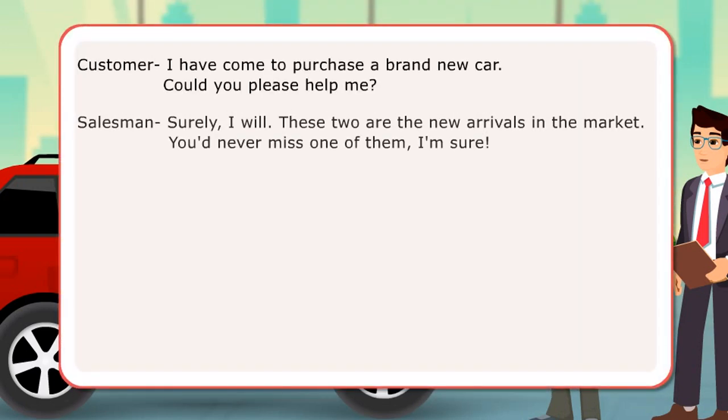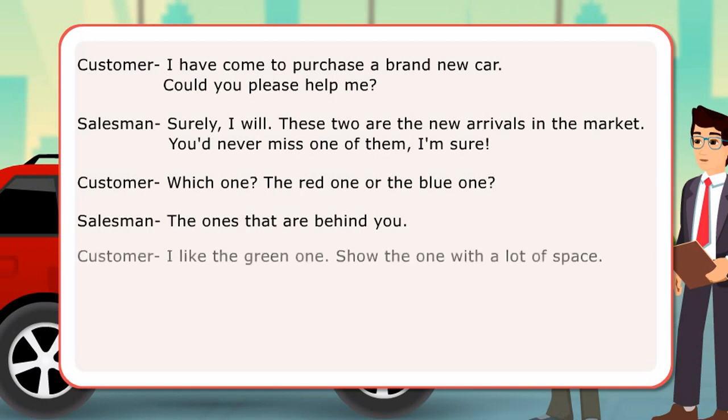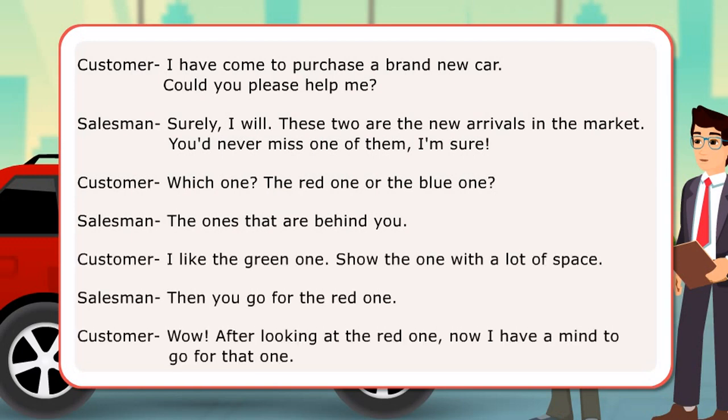In the dialogues, we come across one and ones, indefinite pronouns, used to avoid unnecessary repetition.